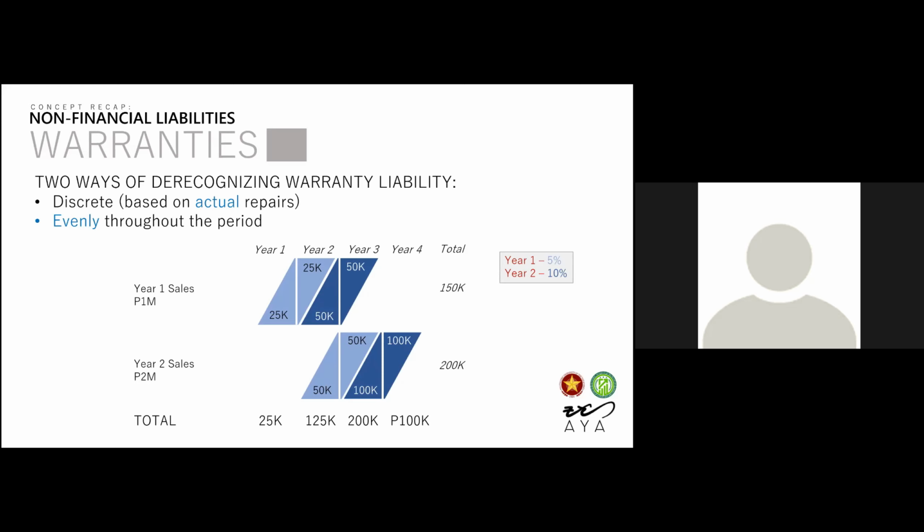So I hope we're still on the same page. When you add them up for year 2, you just add 25 plus 50 plus 50, then you get 125,000. Of course, for year 1, it's the 50% of year 1 sales, so that's 25,000. So that's the process. Just continue until the warranty is finished.